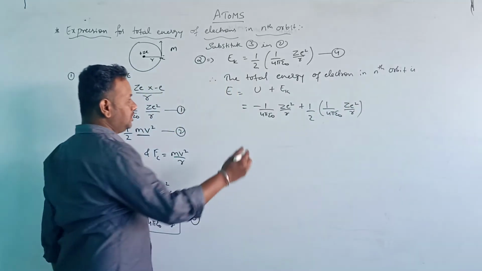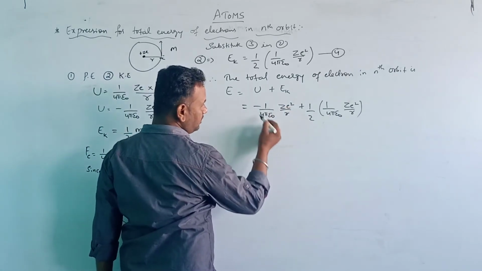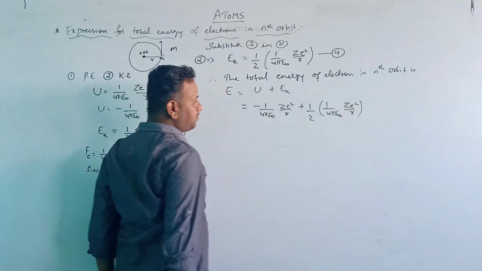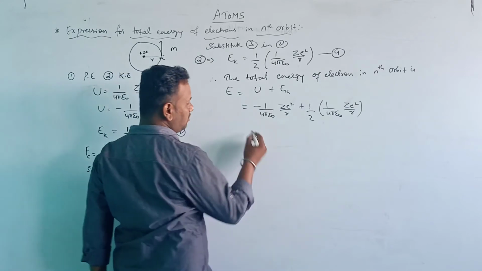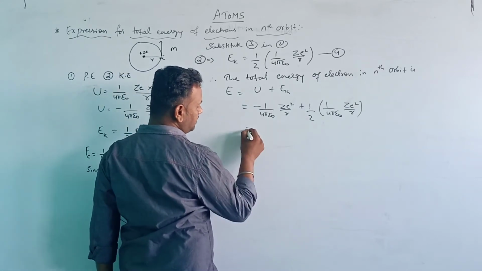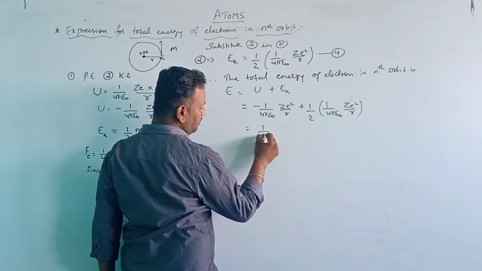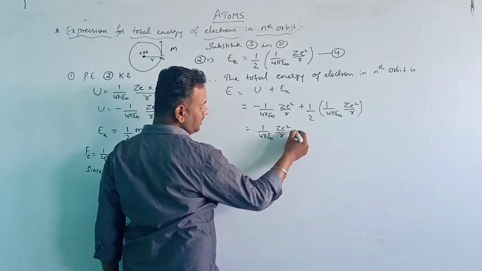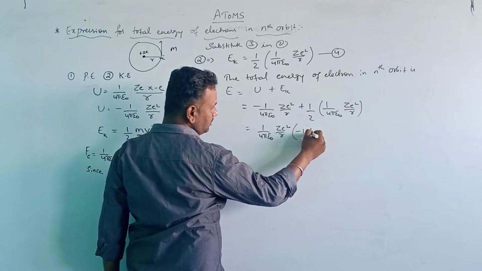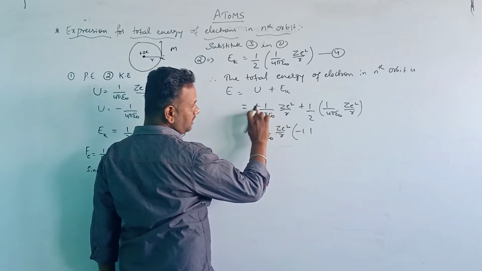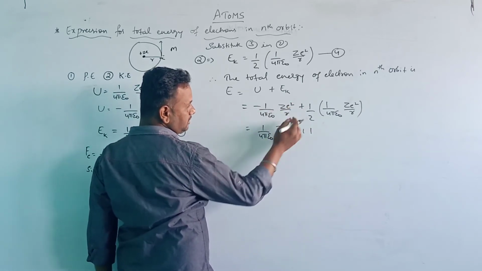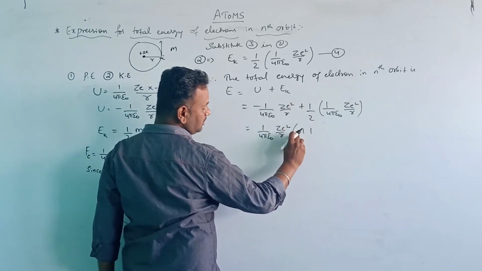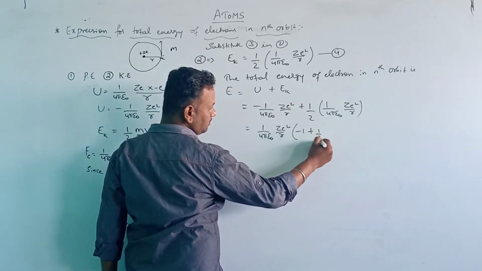Okay. Now as we are having the common terms, 1 by 4 pi epsilon naught Z e square divided by r is common here. So let us take that as a common here: 1 by 4 pi epsilon naught Z square divided by r into minus 1, because here it is having minus. If you are taking the common, what remains here is 1, so it is minus 1 plus 1 by 2.